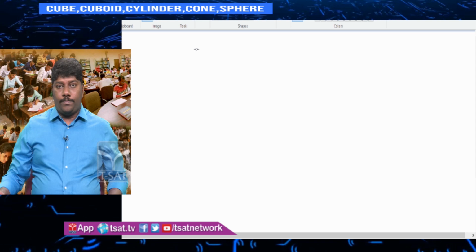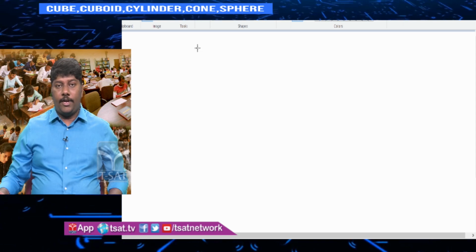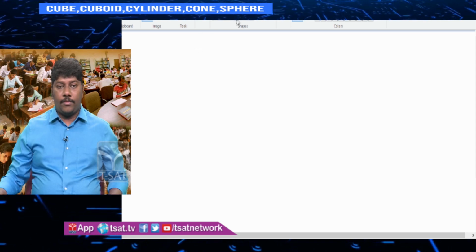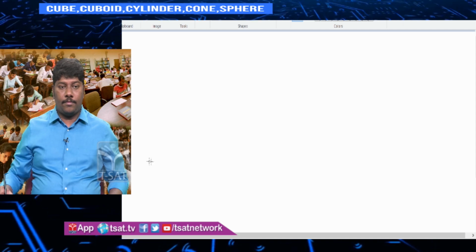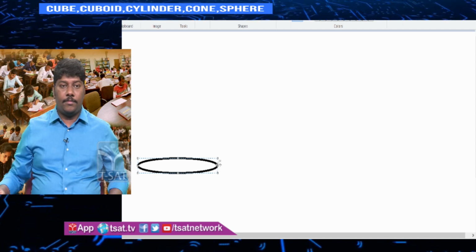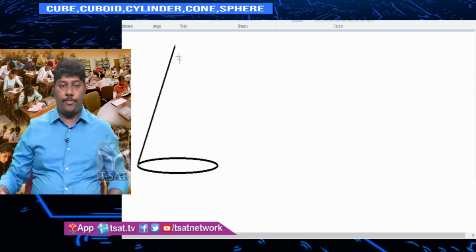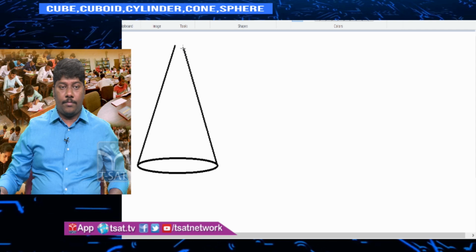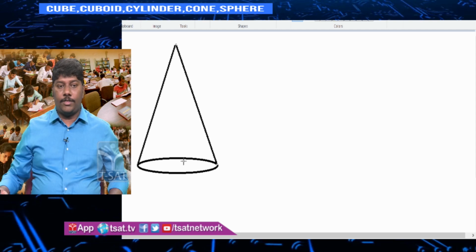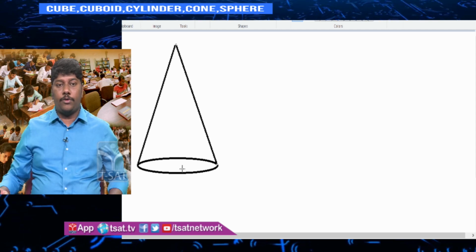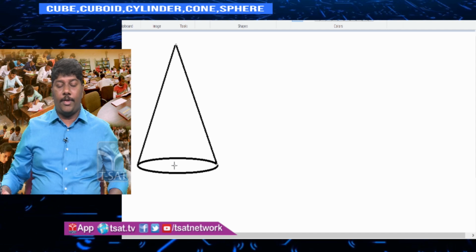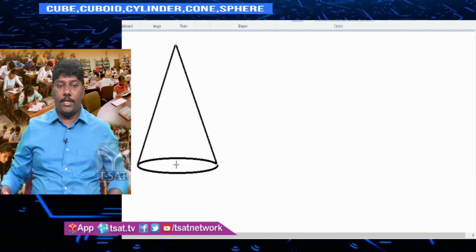Next, look at the cone. Cone is nothing but a pyramid. It is a circular pyramid. Here the base is a circle. You attach it to an apex point. Actually, all vertices of a polygon which you are taking on the base should be added to the point, so that you will form a pyramid. Here it is a circular pyramid, you call it a cone.